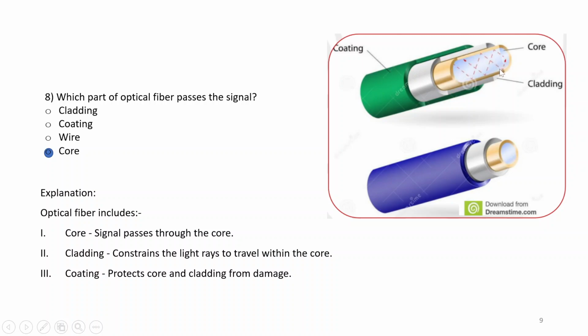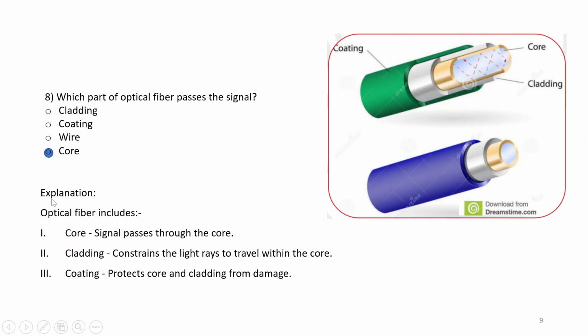So these are the parts of an optical fiber. Internal core, where the light will get internally reflected, then cladding, and then the outside layer will be coating.